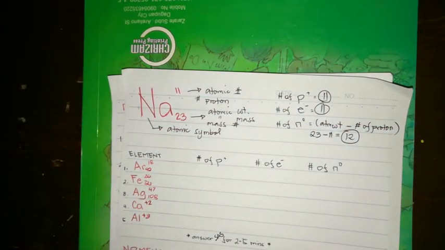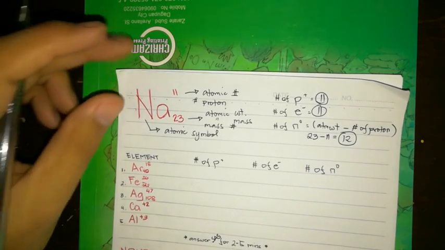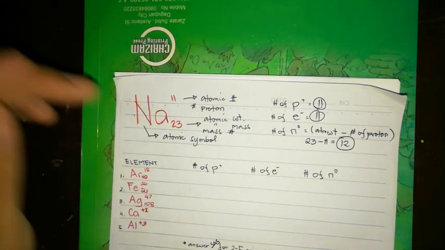Ano ba uli yung kahalagahan ng ating mga subatomic particles? Number one is electron. What is its importance? Number one is, it is the one responsible for the interaction of an atom to another atom. Maliban dito, ito din yung dahilan kung bakit nagkakaroon ng charges ang ating mga atom. At ito din yung nagiging dahilan kung bakit nagkakaroon tayo ng iba-ibang uri ng chemical bonds.